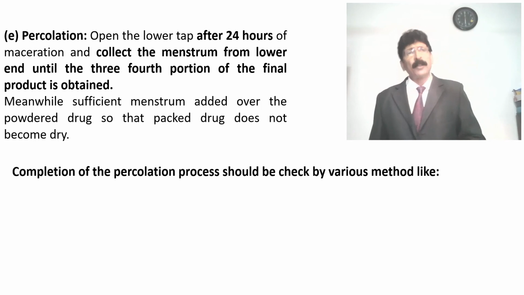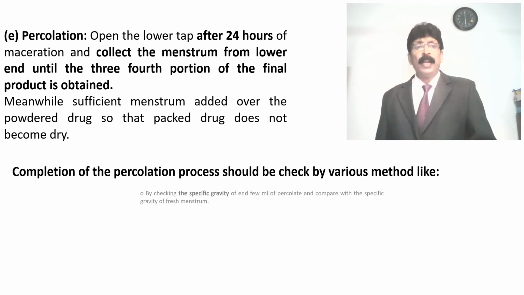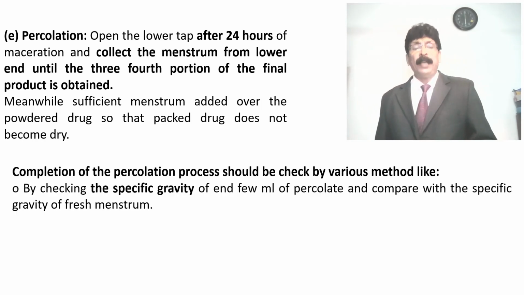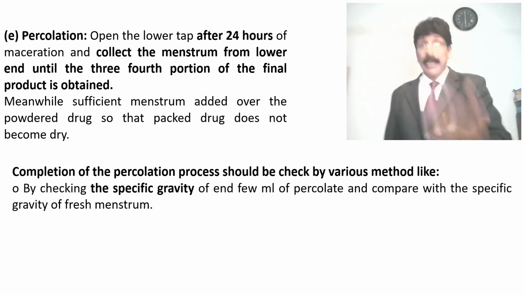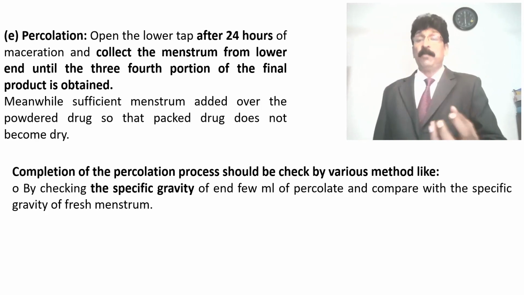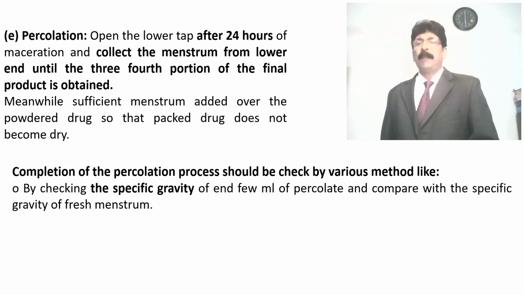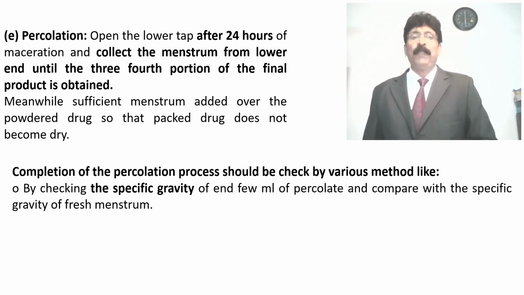Completion of the percolation process should be checked by various methods. Whether it is completely extracted or not, how will you identify? It can be identified by checking the specific gravity of the last few ml of the percolate, or the menstruum obtained after extraction, or the miscella, and comparing it with the specific gravity of the fresh menstruum, the fresh solvent.